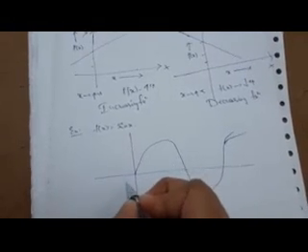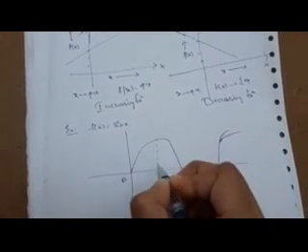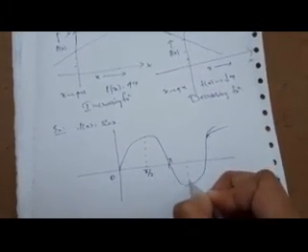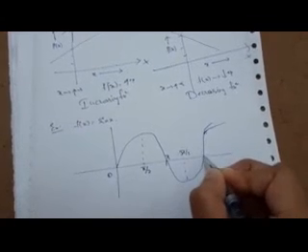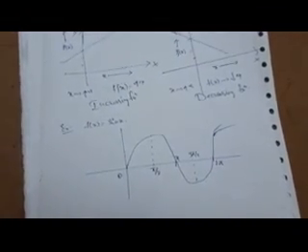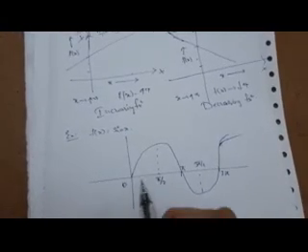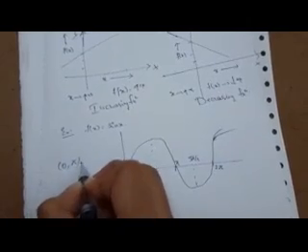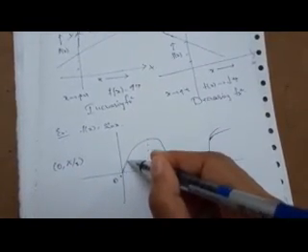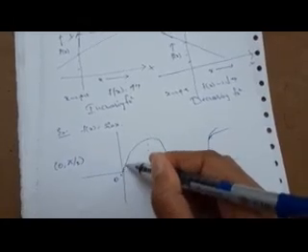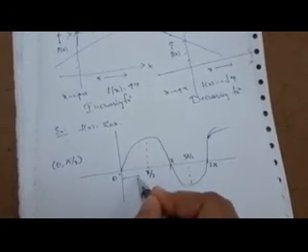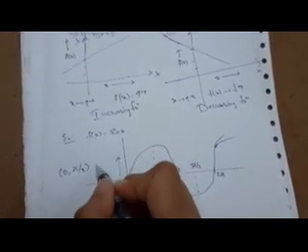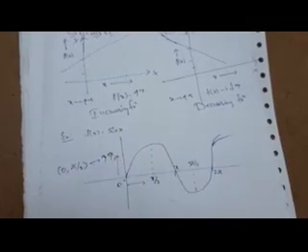So from 0, this is pi by 2, this is pi, this is 3 pi by 2, and this one is 2 pi. Now, by looking at the graph from 0 to pi by 2, the graph is going on increasing here. You can see as the value of x is increasing, from 0 to pi by 2, f of x is also increasing. So from 0 to pi by 2, the sine function is an increasing function.